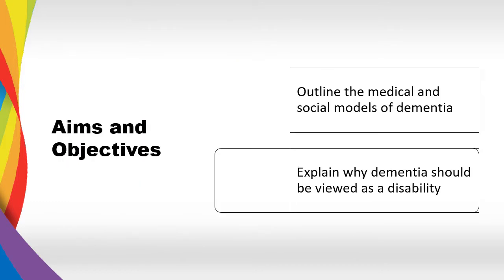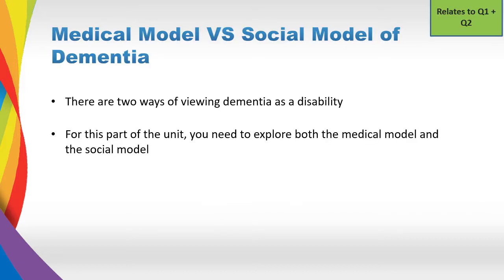So your learning outcomes for today are to outline the medical and social models of dementia and to explain why dementia should be viewed as a disability. The medical model and the social model of dementia are two ways of looking at dementia as a disability. For this part of the unit, you need to explore both models. I think for most of you, this will be brand new, so please continue to listen and learn.